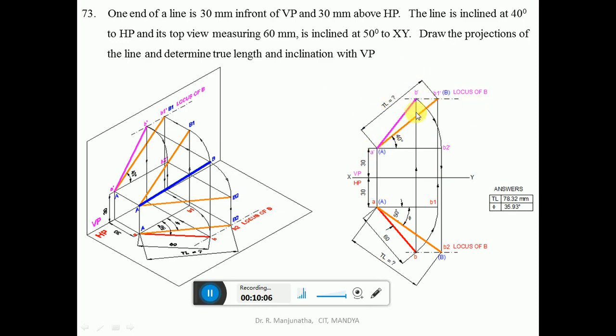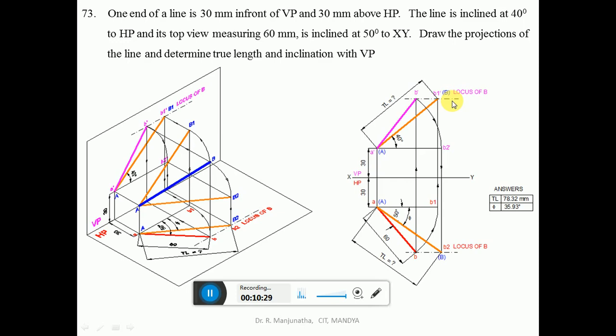Then join A dash B1 dash a little bit thicker than the projector. Then draw a horizontal dash dot line which is going to be the locus of B, and write the locus of B here. Since AB1 is parallel to VP, you are getting capital B and capital A, which is the true length. So you got this. Now we got the locus of B in the front view.